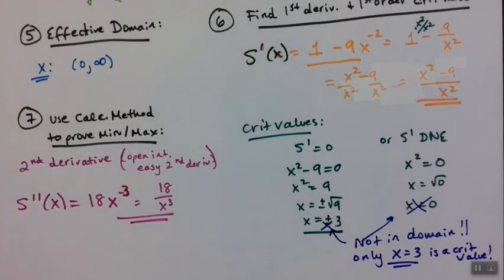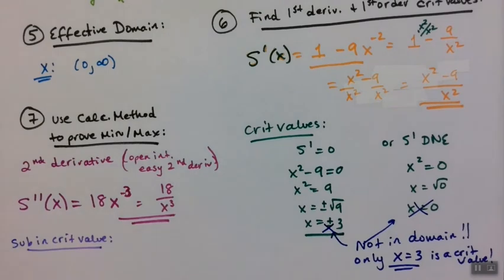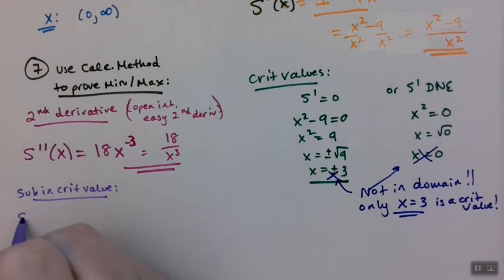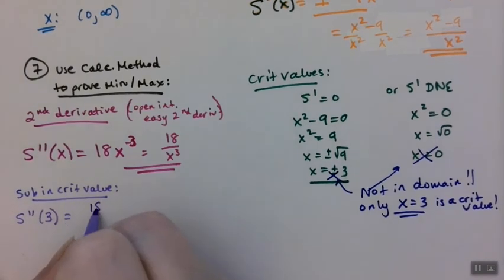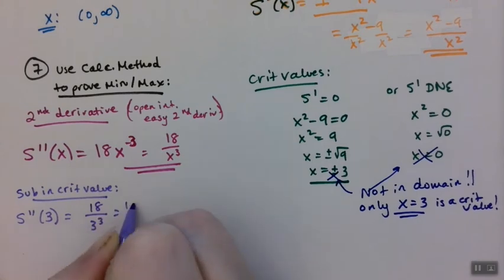All right, so then what you do is you substitute in your value. So you found your second derivative right there. Then you sub in your critical value right here. So I'm going to take S double prime of 3. That's the only critical value I have. And that's 18 over 3 cubed, which is 18 over 27.